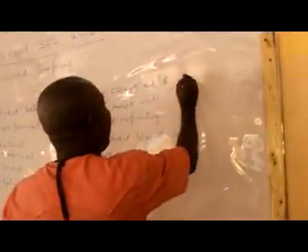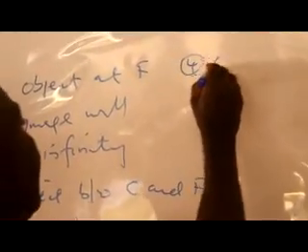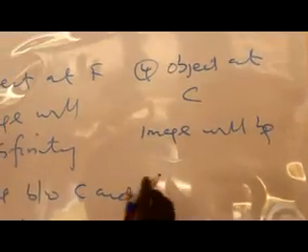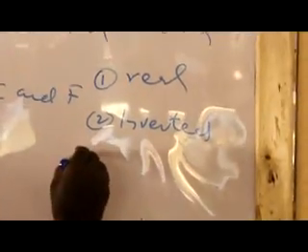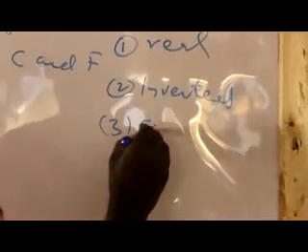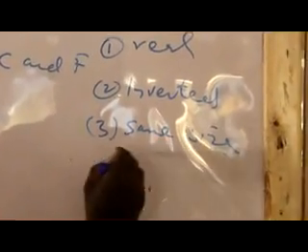Then the next one, number 4, object at C. The image will be one, real; two, inverted; three, the same size as the object; and number four, formed at C.